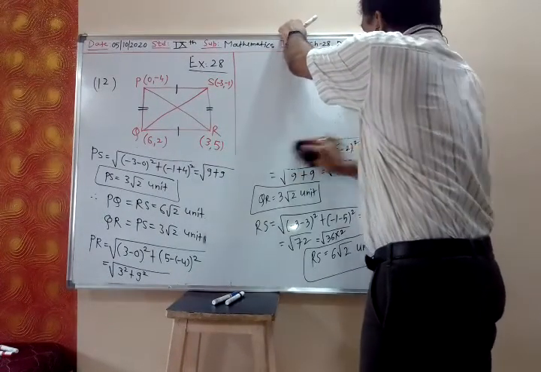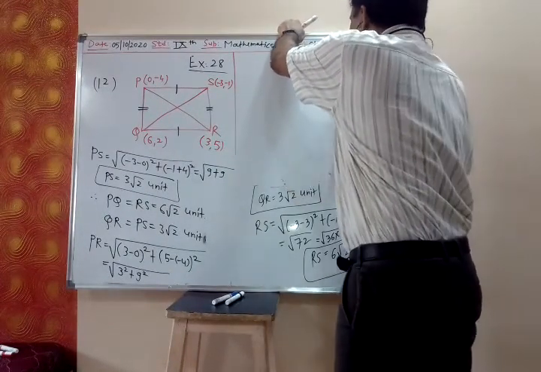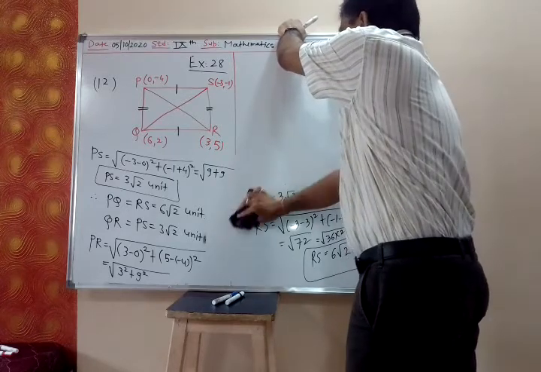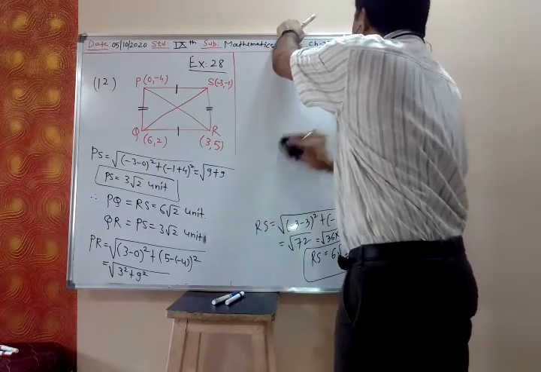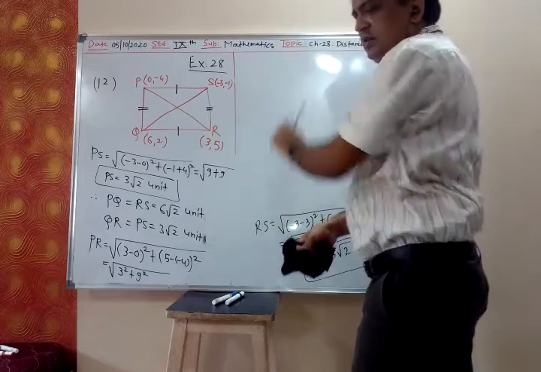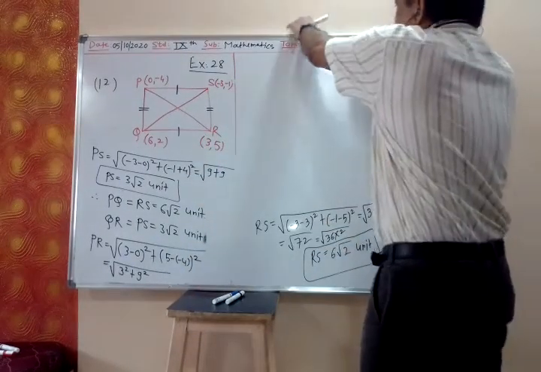90, which you can write as 3 root 10. Yes. Now find the other diagonal also.